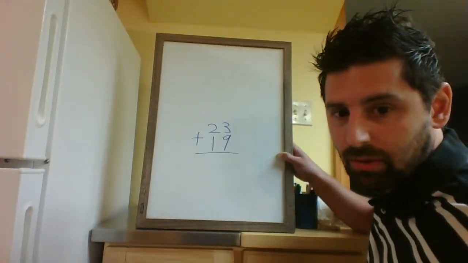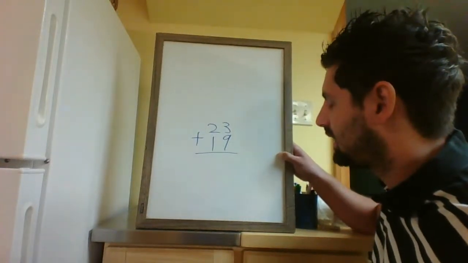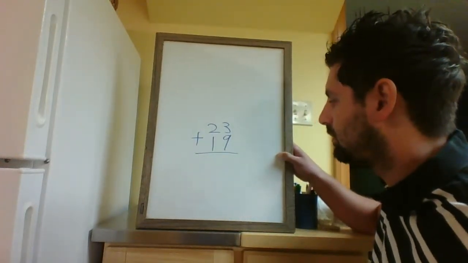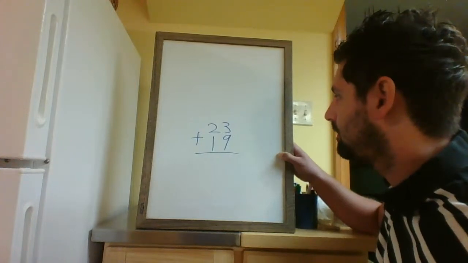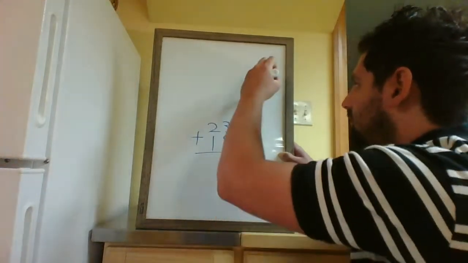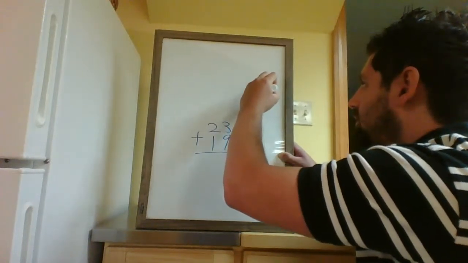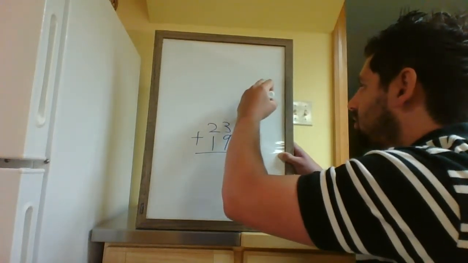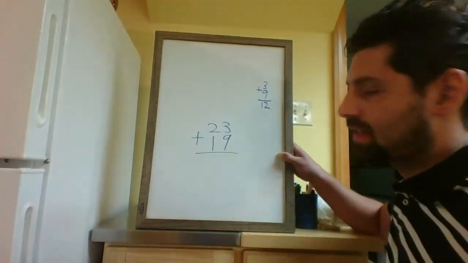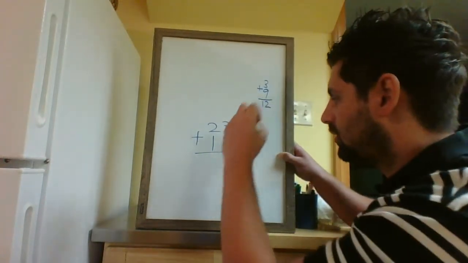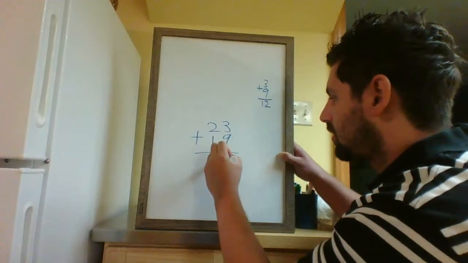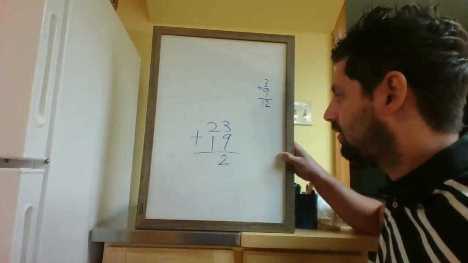All right, here we go. 23 plus 19. 3 plus 9 equals 12. I'm going to do the single digit up here for those of you who need an extra visual. 3 plus 9 equals 12. So the 2 in 12 goes in the ones place.